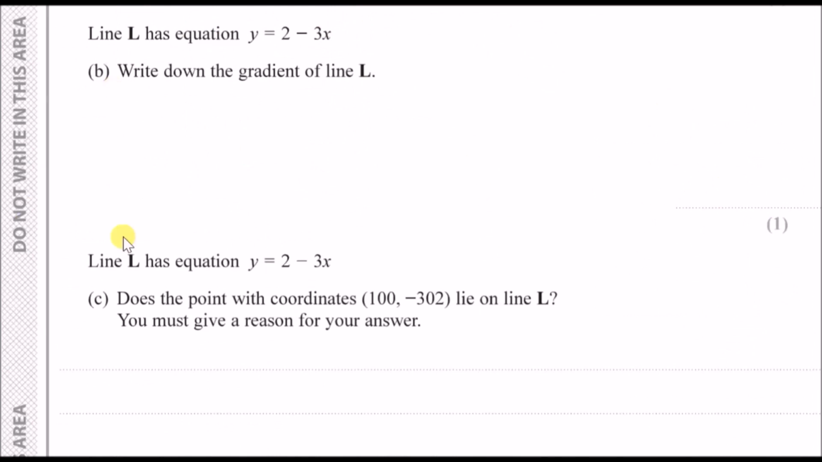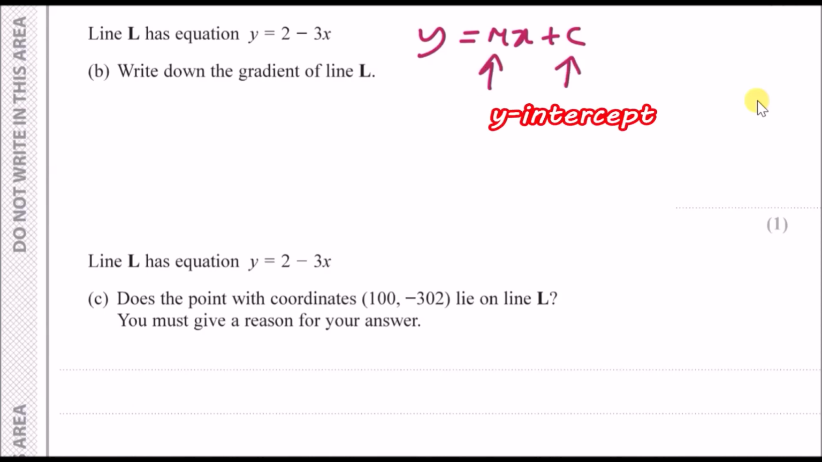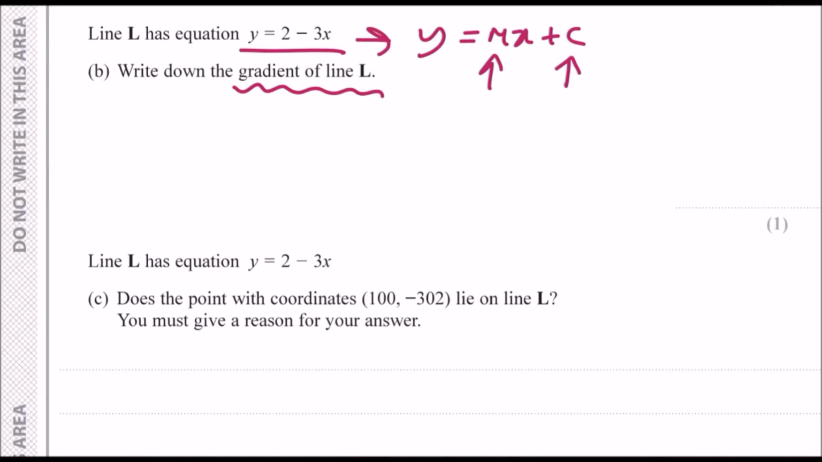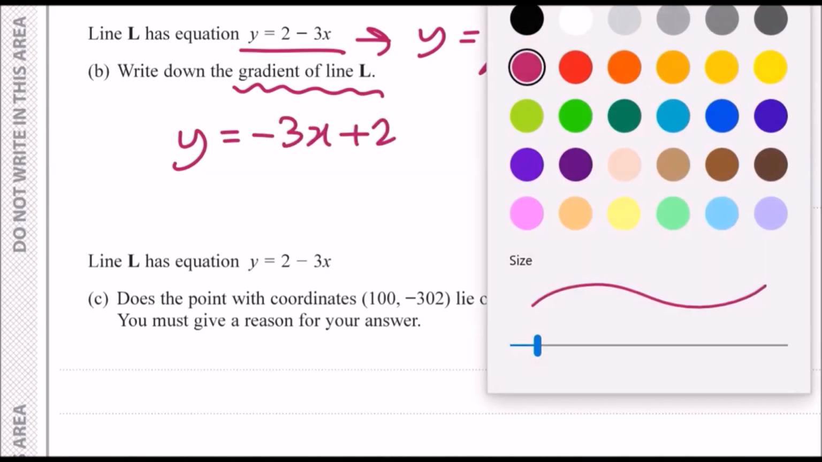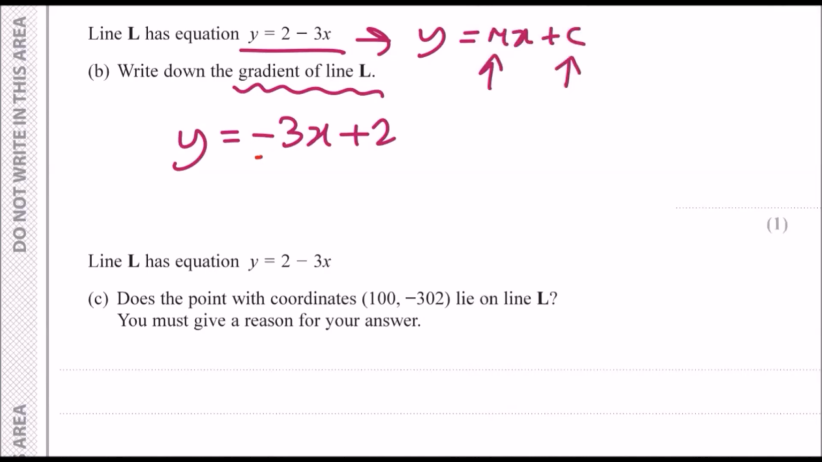Okay, now moving on to parts B and C. It tells us that we have a line L that has equation y equals 2 minus 3x. So this is a straight line equation. Guys, when you have straight line equations, always think of y equals mx plus c, where m is your gradient and c is the y-intercept. In this question, they want us to work out the gradient of the line L. I would just tidy this up a bit and make it look like this form. So I'll put minus 3x first, so we have y equals minus 3x plus 2. Clearly the gradient is just the coefficient of x, in this case minus 3. So m equals minus 3.